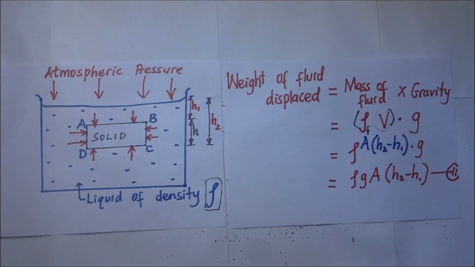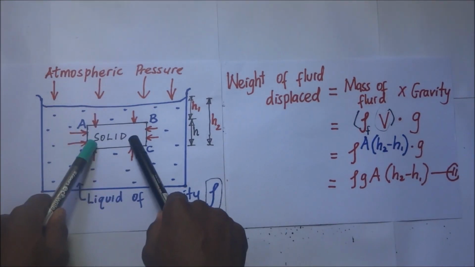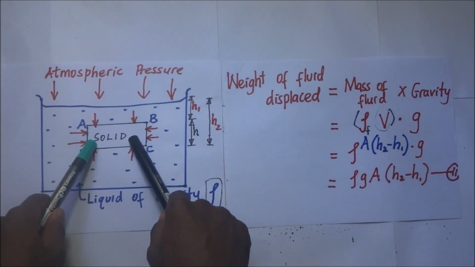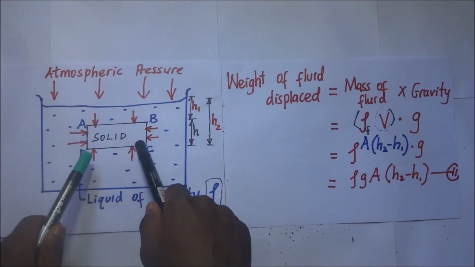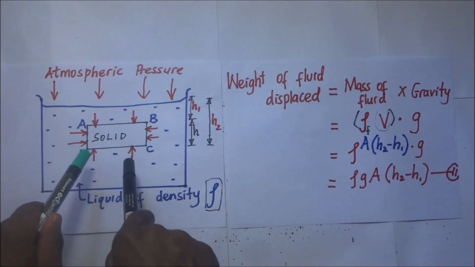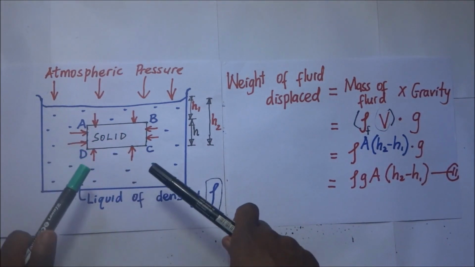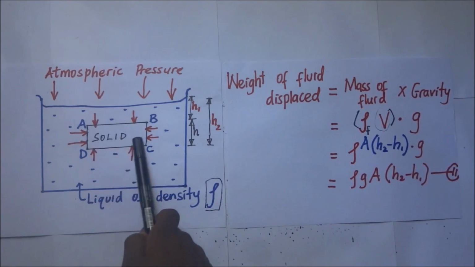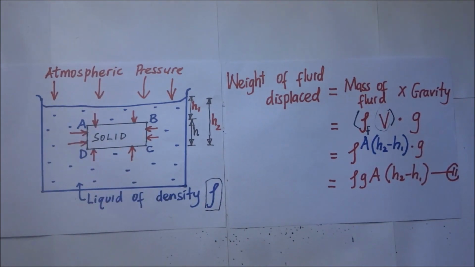Now, of course, we do not know the volume of the fluid, but we know that if the solid has a volume of, let's say, 10 centimeters cubed, it means the 10 centimeters cubed of the solid will displace 10 centimeters cubed of the fluid. What am I trying to say? What I'm trying to say is that a solid will only displace its own volume of fluid.